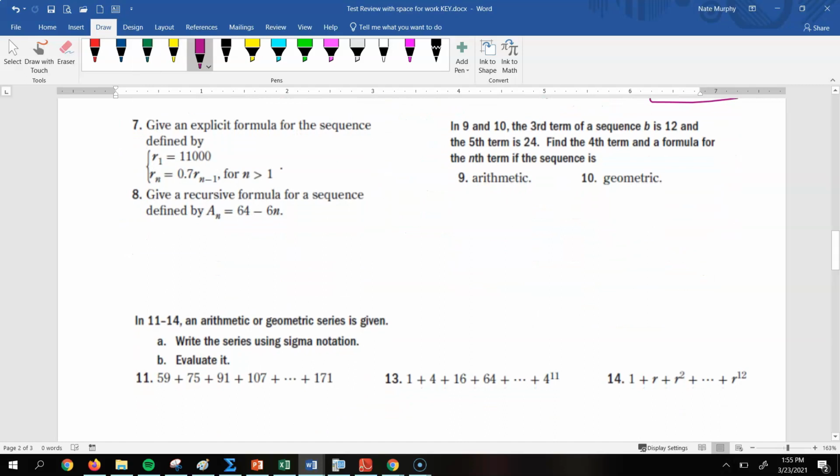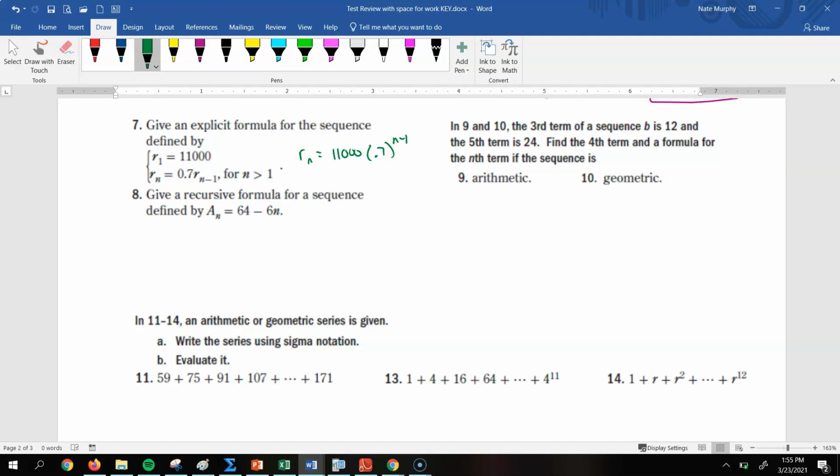All right, so number 7. Number 7 asks for an explicit formula for the sequence defined by, so we have the first term is 11,000, and then we're taking 0.7 to the n minus 1. That gives away that it is a geometric sequence, and we know our first term is 11,000. You could say, since I did r sub n, I'm just going to do r sub n. It doesn't matter what letter we use, but we'll stick to the r's here. So our first term is 11,000 times our constant ratio, 0.7, to the n minus 1 power. That would be your explicit formula for number 7.